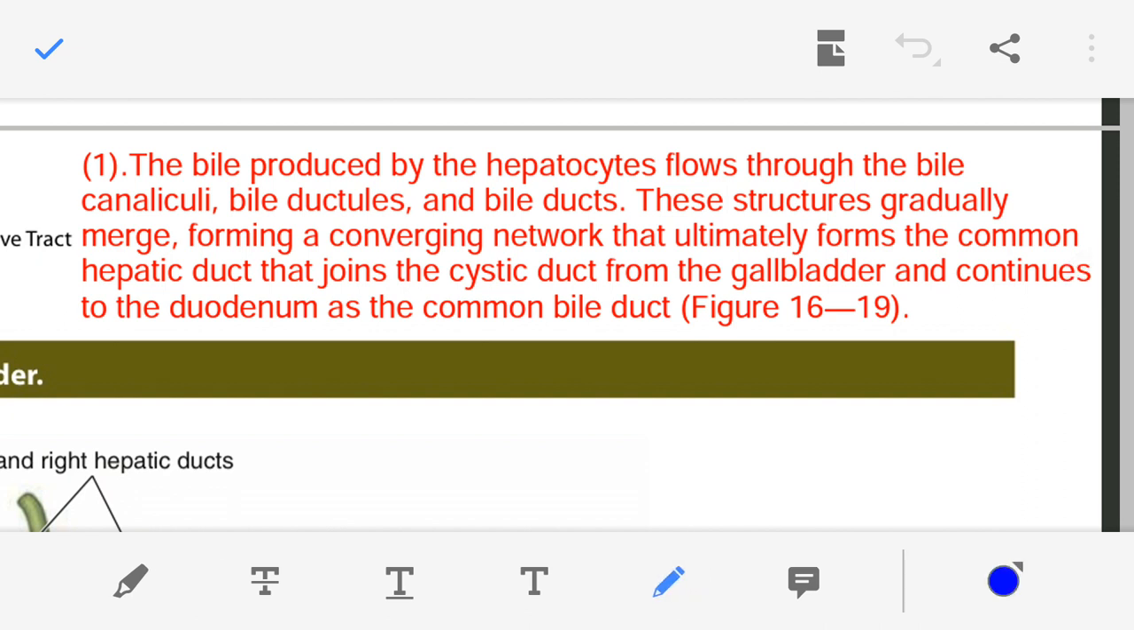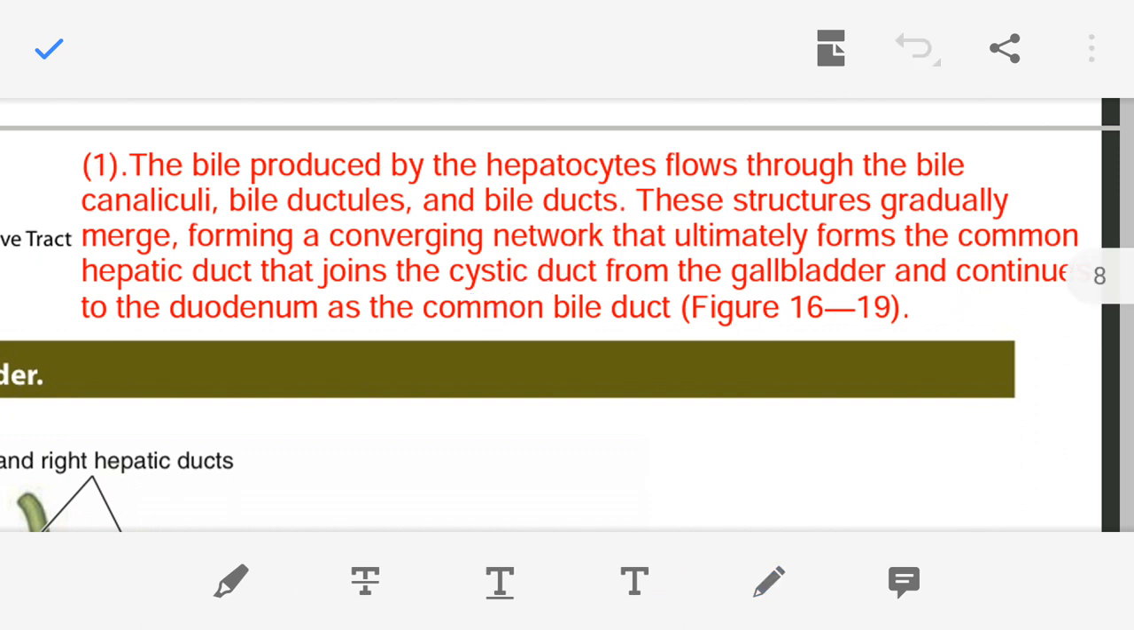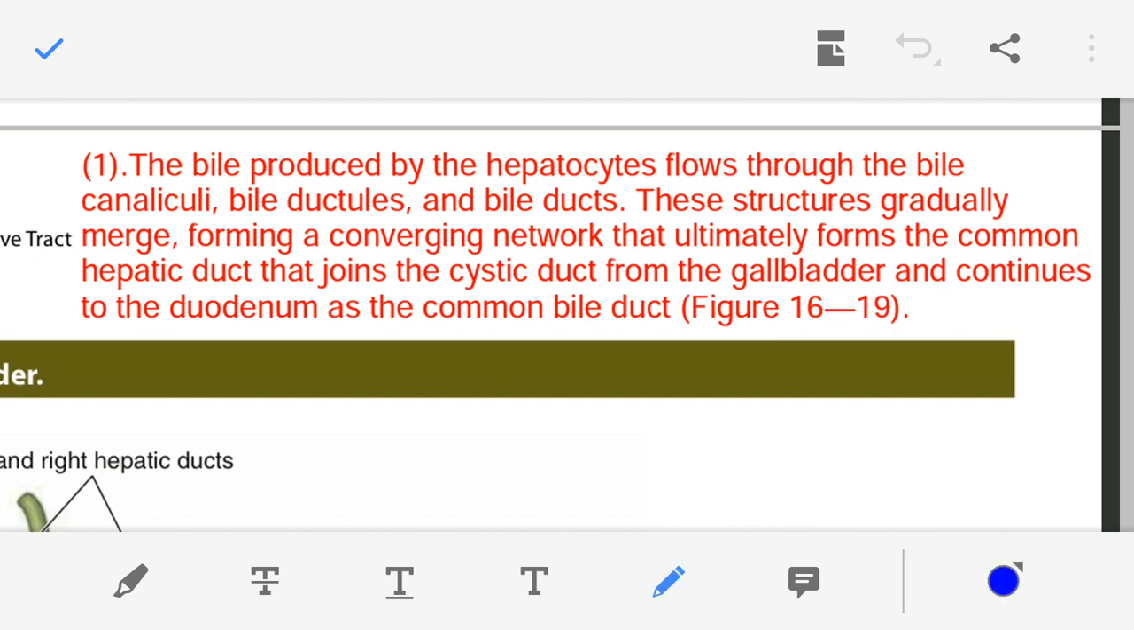Now here you can read this first point, and I am directly explaining this point to you. Now we know the cells of the liver: 80% of the liver area is covered by hepatocytes. This hepatocyte secretes bile.